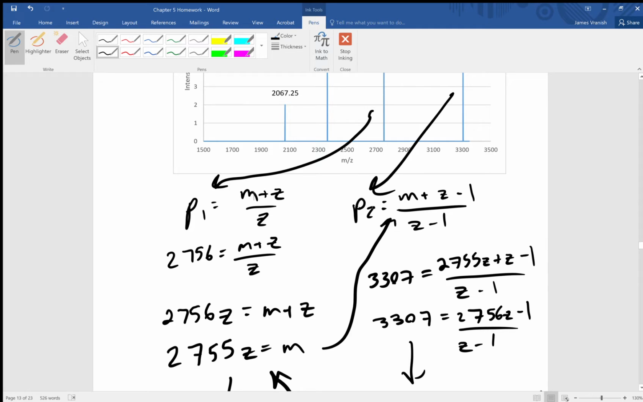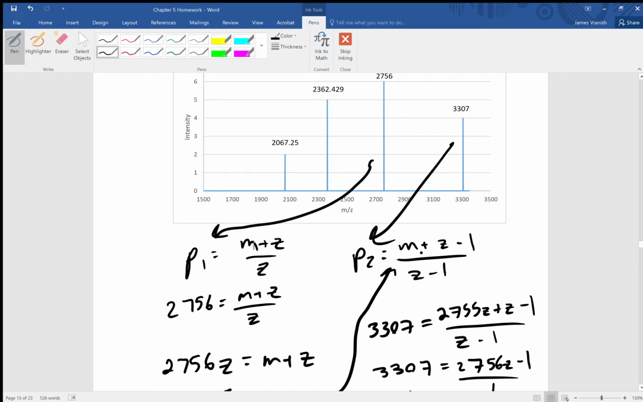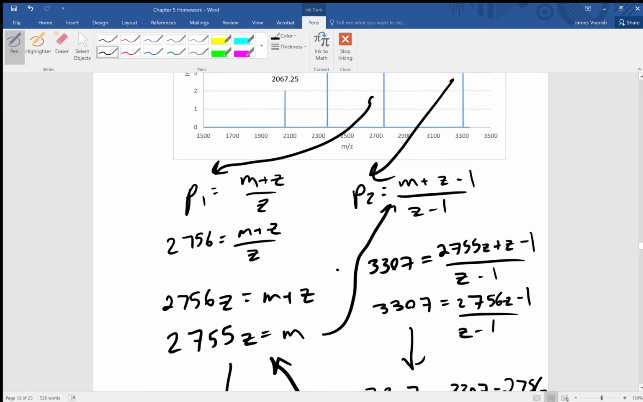Now, we can do the same with P2 on the right, and we would have 3307 is equal to (m plus z minus 1) over (z minus 1), but we're not going to deal with that quite yet. Basically, what you should realize is that we have two equations here, both of which have two different variables. So we need to solve these as a system of equations. We are going to take the one on the left here and solve it for one of the two variables. And once we've done that, we can plug this into the equation on the right.